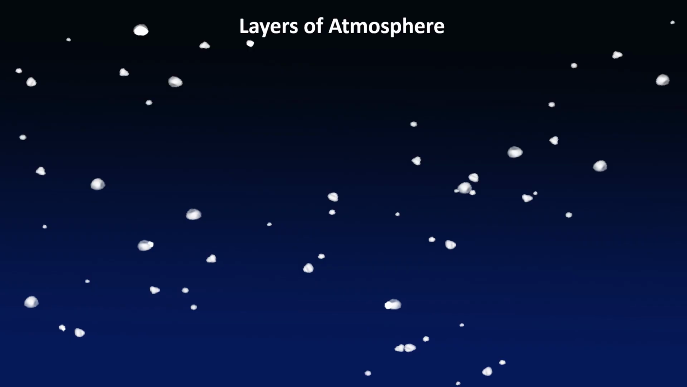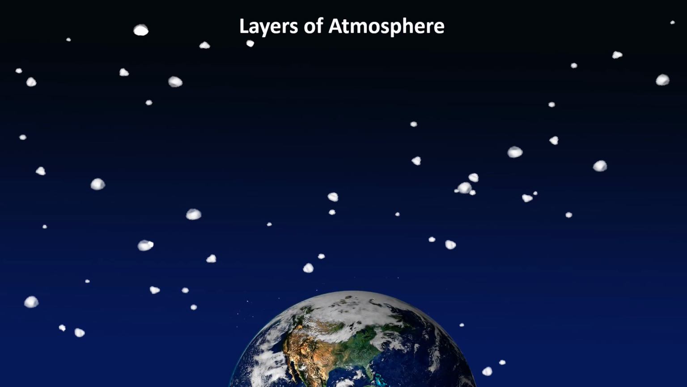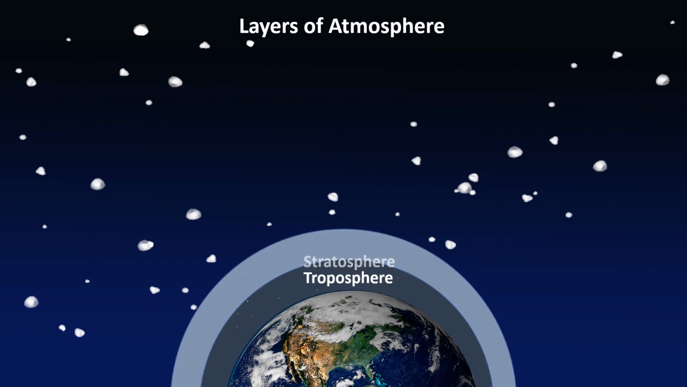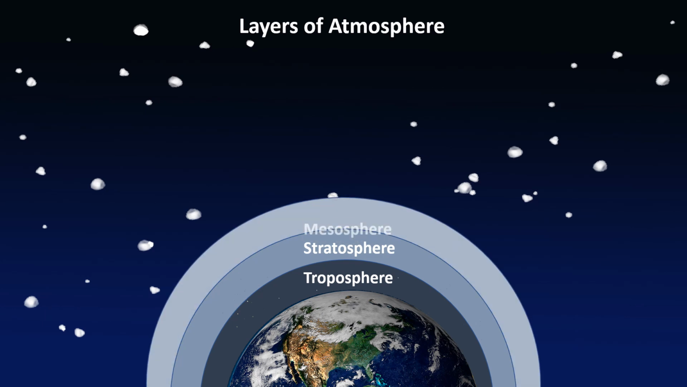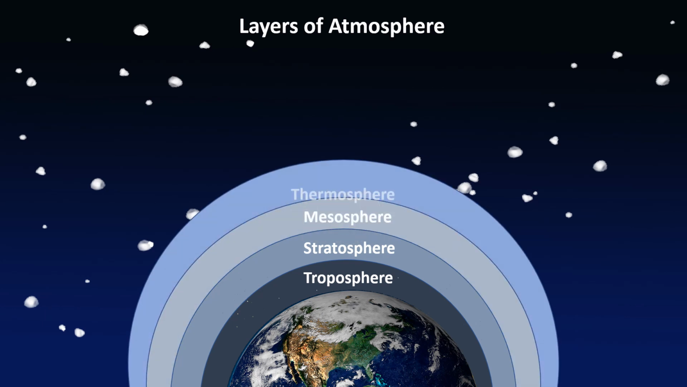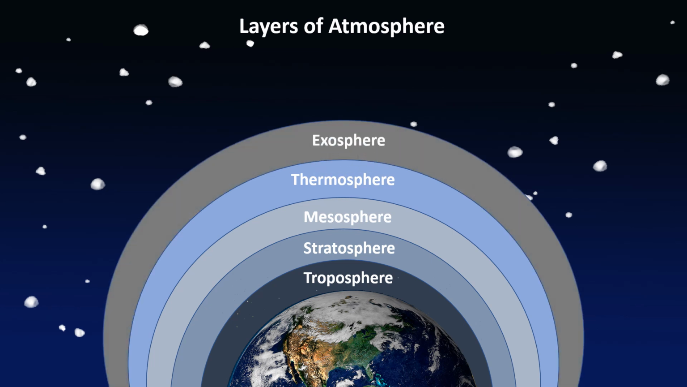Now let's learn about the layers of the atmosphere. As we know, the atmosphere is a layer which surrounds our Earth and extends several kilometers from the Earth's surface. Basically, the atmosphere is classified into 5 layers. This is our Earth. The first layer is the troposphere and the second layer is, yes, the stratosphere. The third layer is the mesosphere. The fourth layer is the thermosphere and the outermost layer is the exosphere. Now we'll go one by one.